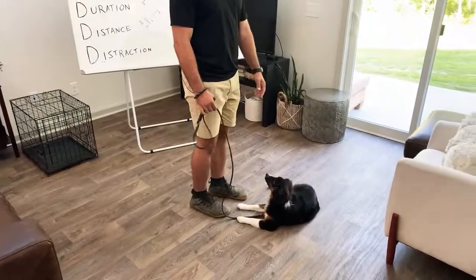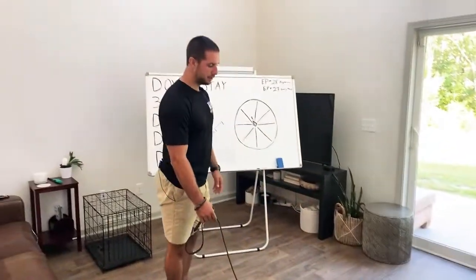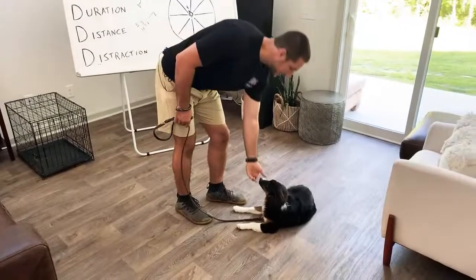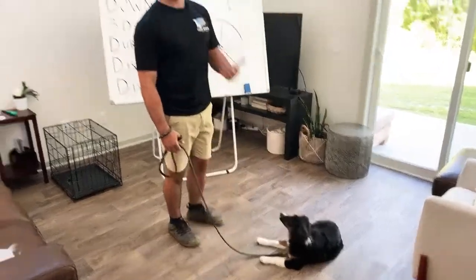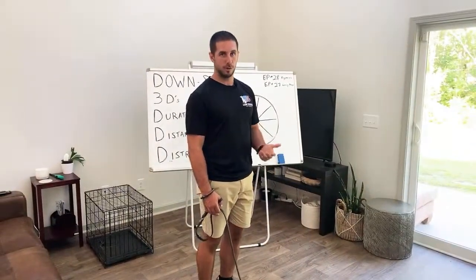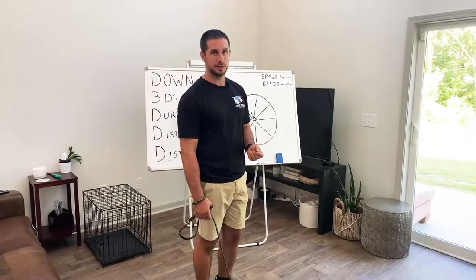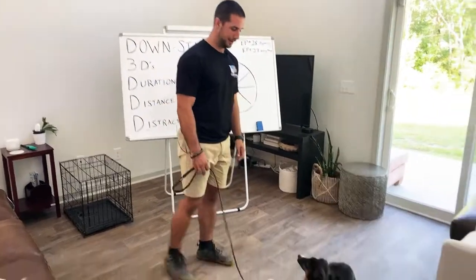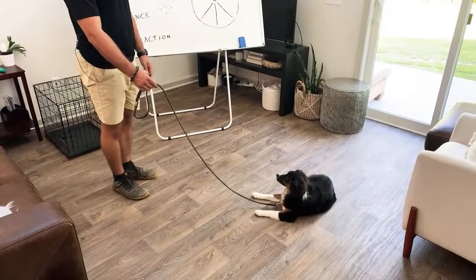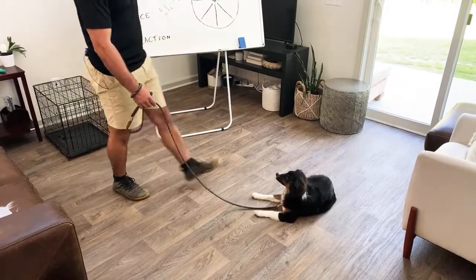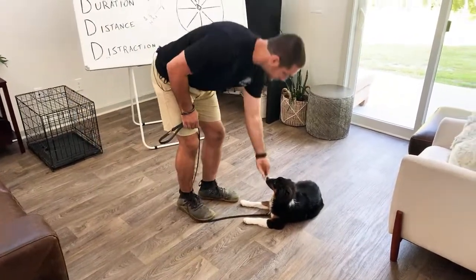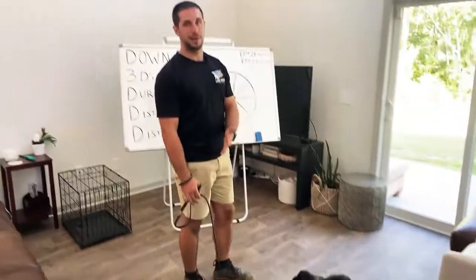So I started right here, I take a step back, good. I step forward, I reward. Me saying good is what we call a marker, a verbal marker. I'm letting her know that she's done the right thing and that a reward is coming, okay? So I'm taking a further step back. Notice the leash is still loose. Good. Step forward, reward. Notice I'm not making it too complicated.